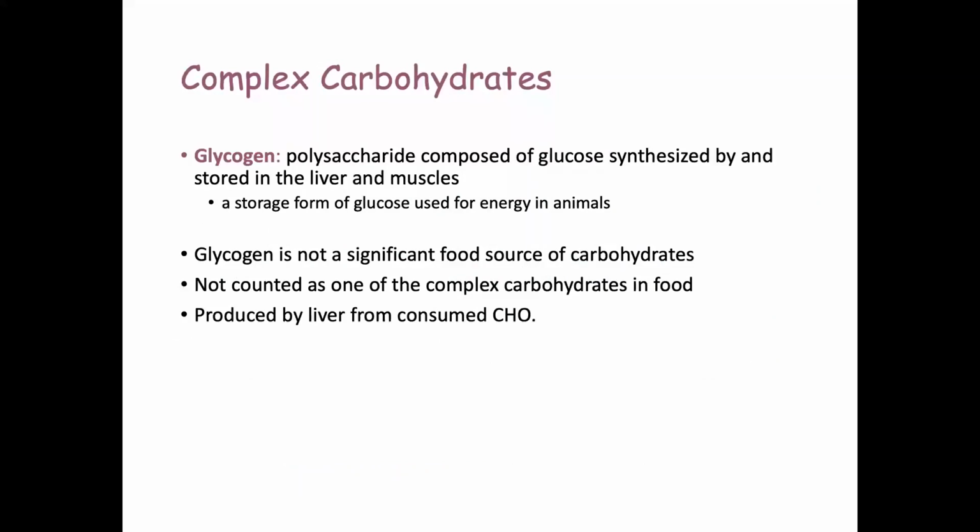Now, glycogen, again, storage form of glucose, used for energy in animals. It's stored in the liver, by the way, and you have about 6 seconds worth of skeletal muscle contraction stored in your skeletal muscles. So where is glycogen stored? In the liver and in skeletal muscles. It is a whole bunch of glucose stuck together for storage of said sugar. It's not a significant food source of carbohydrates, and it's really not counted as one of the complex carbohydrates when we eat, but it is important to us for accessing so we can produce ATP. And it is produced by the liver from the carbohydrates you consume.